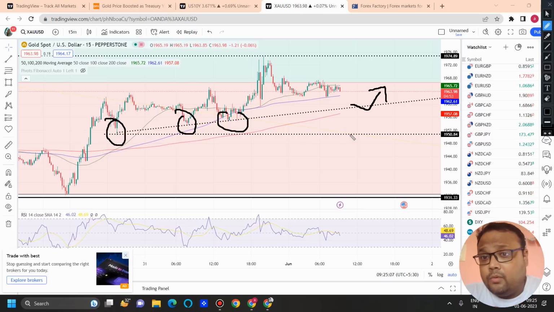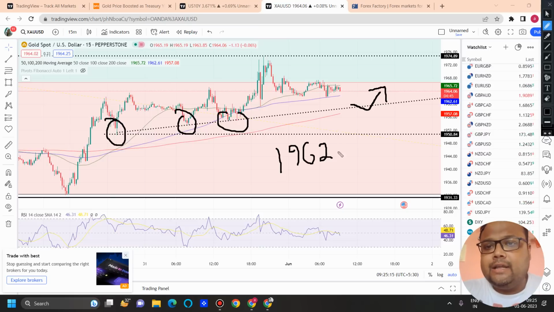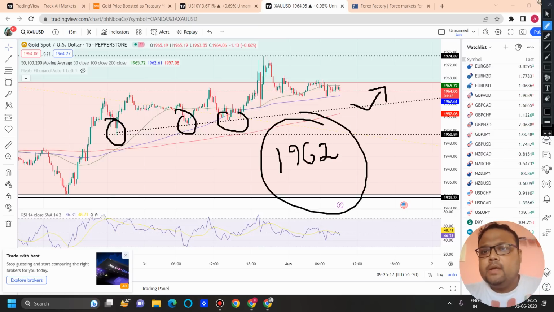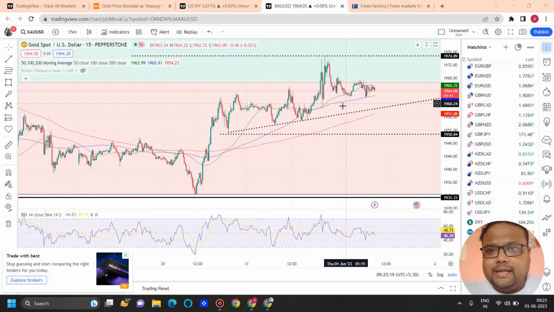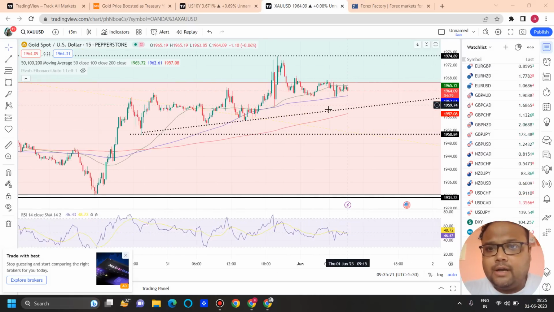What will be the level? As the trend line is a dynamic support, we do not have an exact number, but still it will be around 1962, 1963 level, around 1962. So these are the levels on the chart of gold for us.